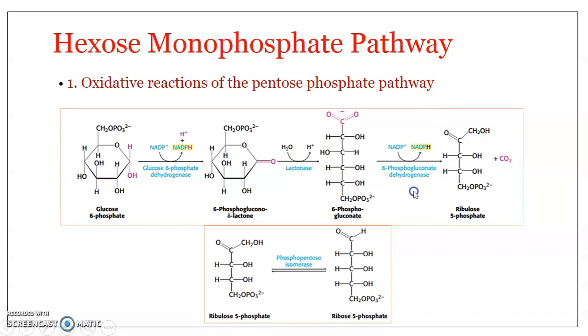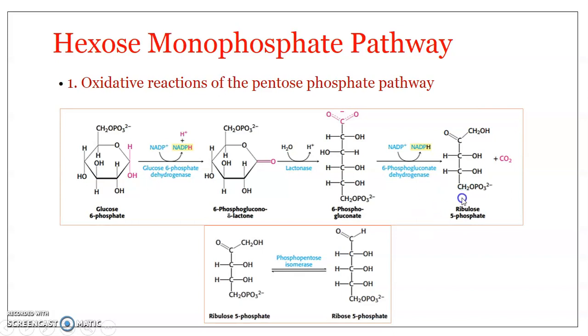Now here you can see the aldohexose phosphate. This is a phosphorylated aldohexose. It is getting converted to phosphorylated ketopentose. Ribulose is a ketose. You can see here this is a keto. So a phosphorylated aldohexose gets converted to phosphorylated ketopentose in the oxidative phase. And later, the ribulose 5-phosphate is the one which actually enters the next phase.